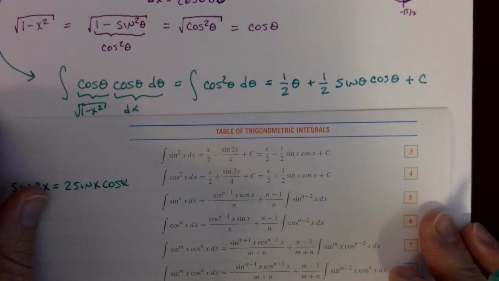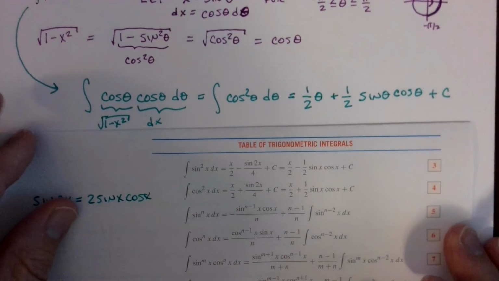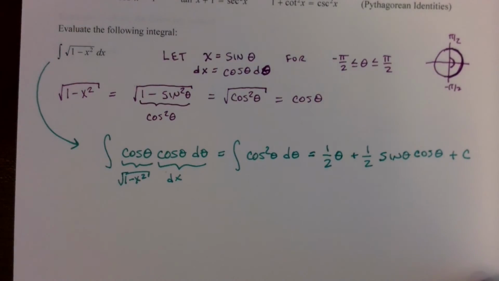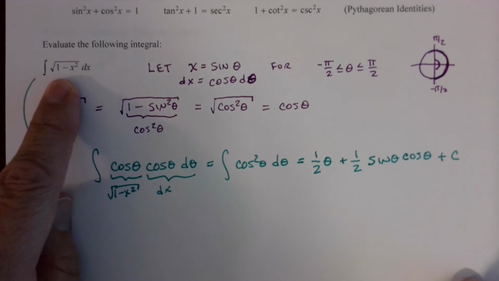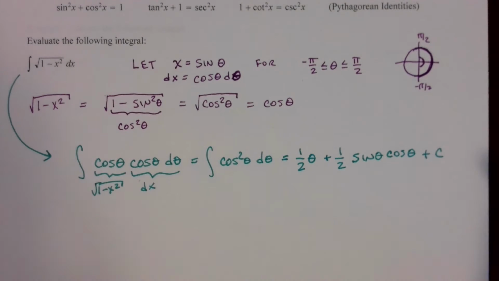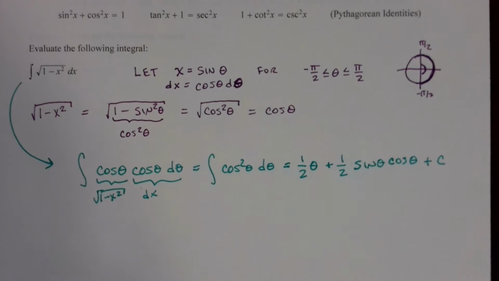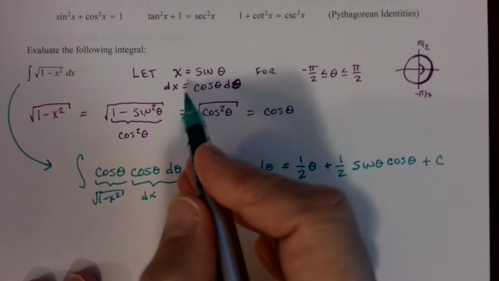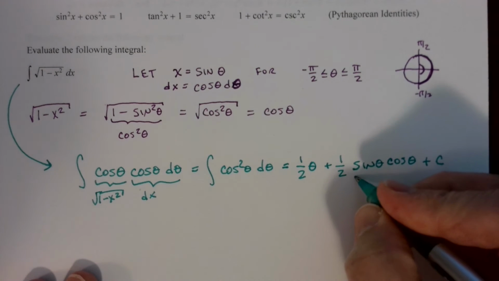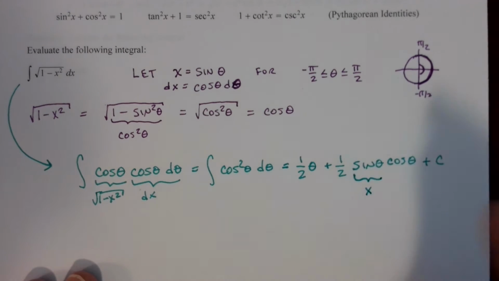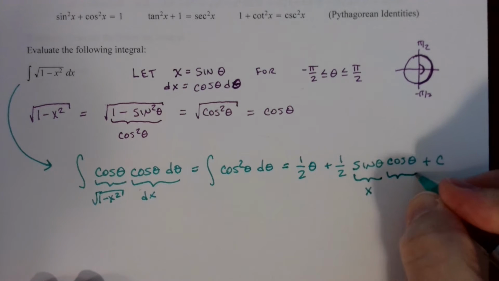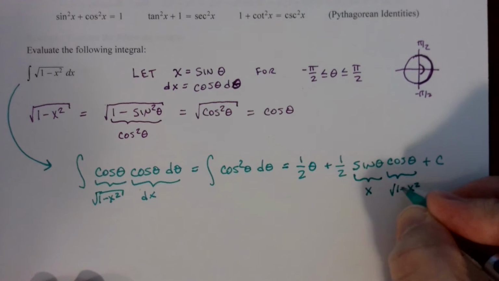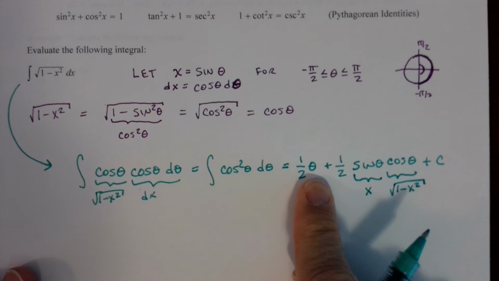Now, one thing about trig substitution is, what do we want? The original variable for our answer. In other words, we want this in terms of x. This is in terms of theta. So how do I go about doing that? Well, we can already see how, because I already know that sine of theta is just x. So this right here is just x. And cosine of theta I actually know now is the square root of 1 minus x squared.